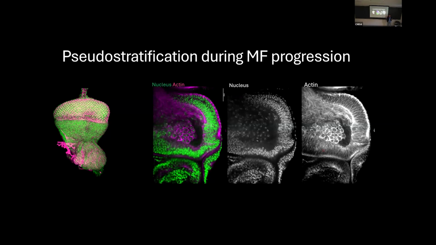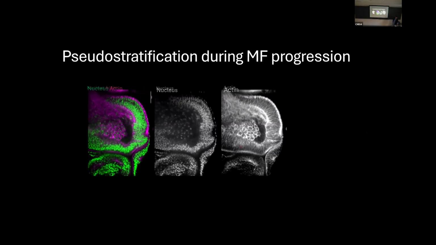Here you can see the number of nuclear layers, or pseudostratification complexity, if you might say, is different across the morphogenetic furrow. You have fewer nuclear layers pre-furrow. You have more nuclear layers post-furrow.